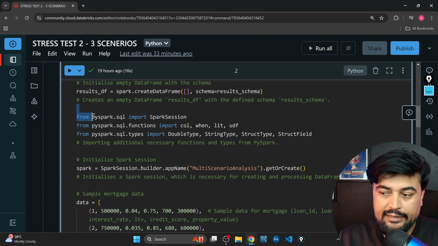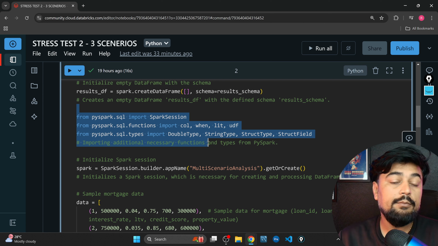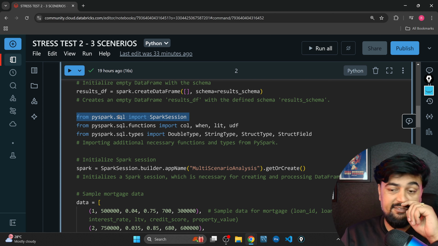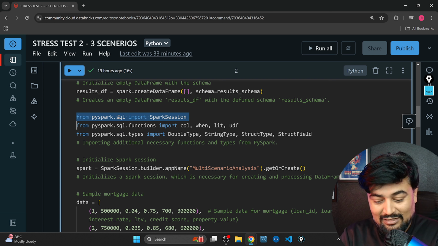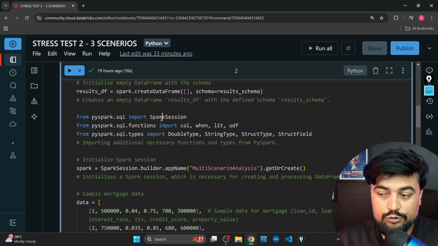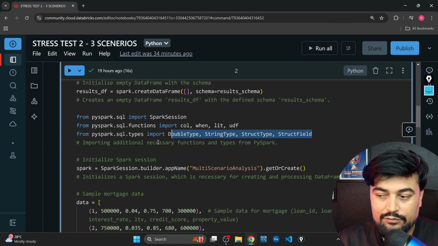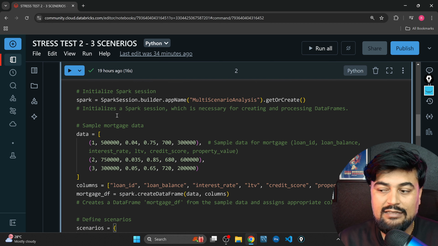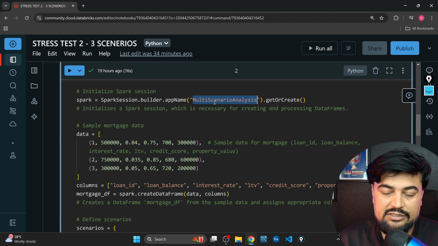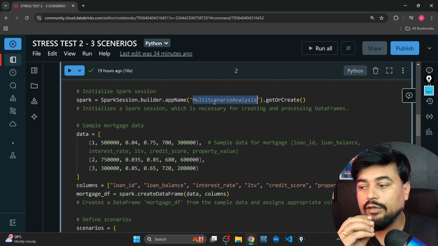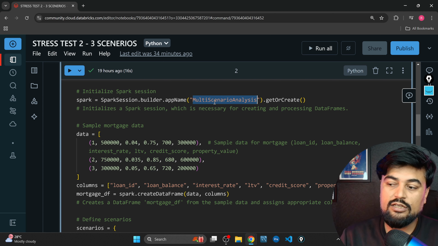Now, the first thing I do is the initialization of all the important libraries in PySpark. I'm using the SQL library, which is the most important one other than machine learning itself. From the SQL module, I'm importing SparkSession, then col, when, lit and UDF, and then data types for the column value definition. Then I'm initializing the Spark session, building it here, and you can give it any name. Whatever the name of your project, you can give a simple name to the Spark session.